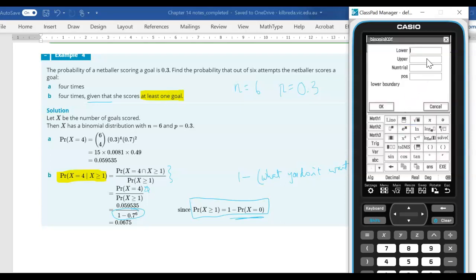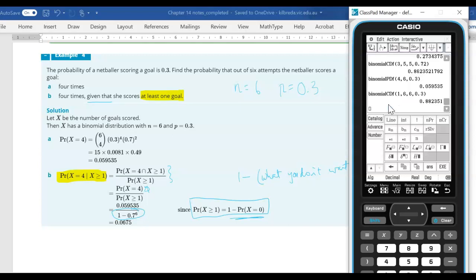Okay, so our lower limit, so she wants at least one goal. So we've got 1. How many goals is she doing? 6, and 0.3. All right, so we've got our 2 values here. So all I need to do is I can highlight it, drag it down, divided by, highlight, drag it down.